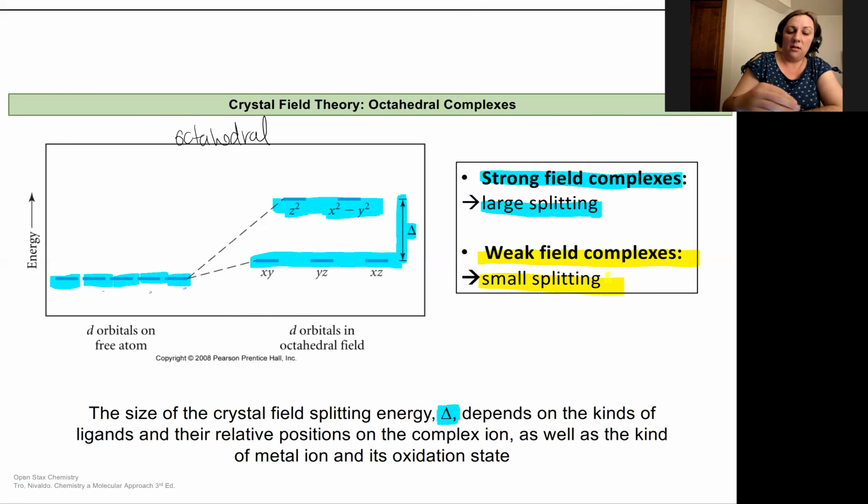And so what the size of this is going to depend a lot on the ligand. But I'd like to point out that it also has to do with the ion itself. And so the oxidation state and the type of metal ion it is will also influence that splitting energy as well. And so it's both that impact it. So we can't directly compare like iron to copper or something like that.